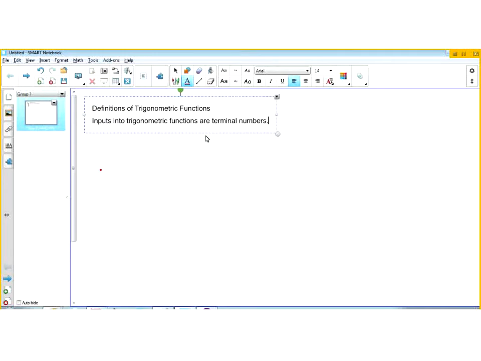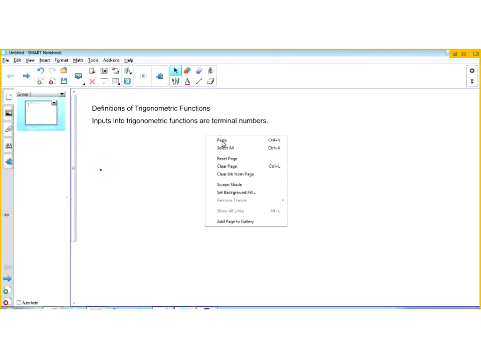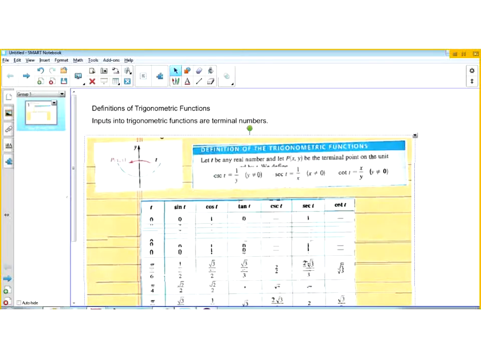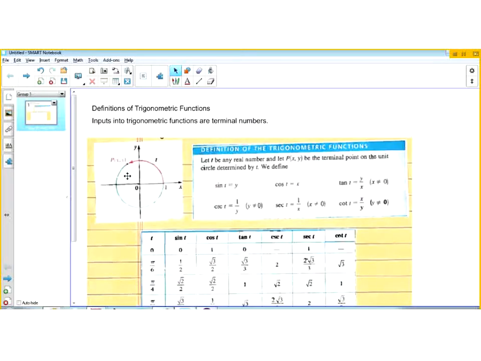Okay, so 1 second. I'll have the picture stood up for you. All right, so here we have, in the first illustration, the unit circle drawn in the XY plane, centered at the origin, and I show a terminal number, whose terminal point is in the second quadrant, denoted as P. So P is the terminal point for terminal number T.